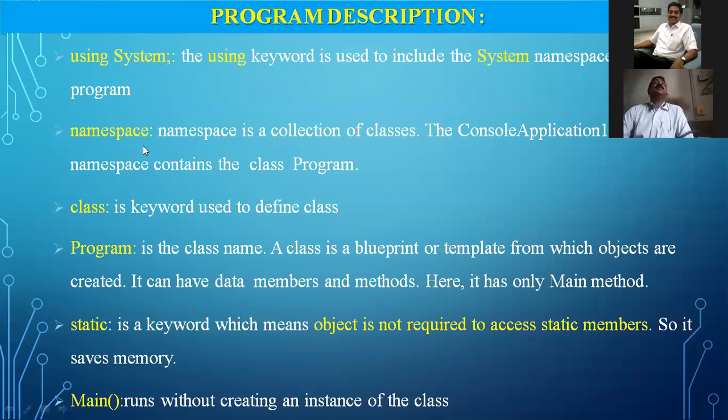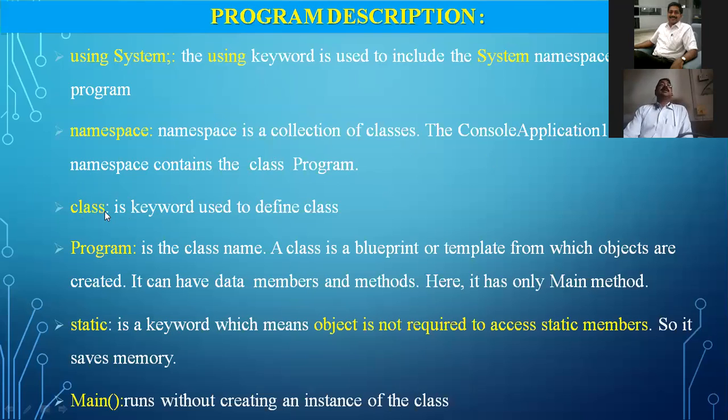The next is a namespace. Namespace is a collection of a number of classes. So any number of classes are included in the namespace. Many classes are available within the namespace. The console application 1 namespace contains the class program. So this is written as console application 1 namespace contains the class program.